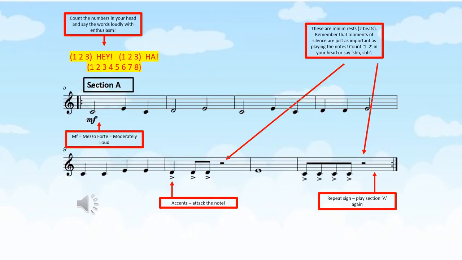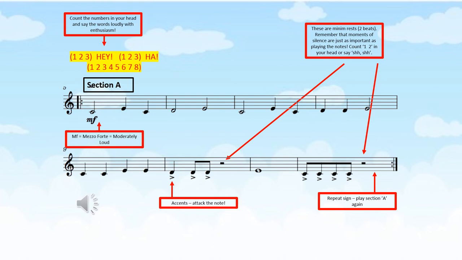The Sky is broken up into three different sections, and we're going to start by learning section A. It starts by silently counting 1, 2, 3 in your head, and where beat 4 would be, you're going to confidently say, "Hey!" And then you're going to count 1, 2, 3 again, but followed by a confident "Ha!" I'm going to demonstrate by counting the beats out loud and saying the words. 1, 2, 3, hey! 1, 2, 3, ha!